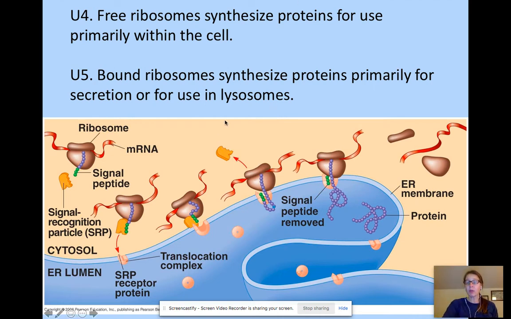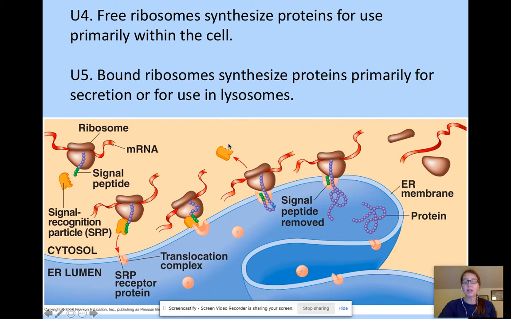So free ribosomes, ones that are freely in the cytoplasm, are for use primarily within the cell. Possibly enzymes that are used inside the cell that are necessary for assembly of things, or maybe it's a polymerase or something like that. So any proteins to be used within the cell are made on free ribosomes.